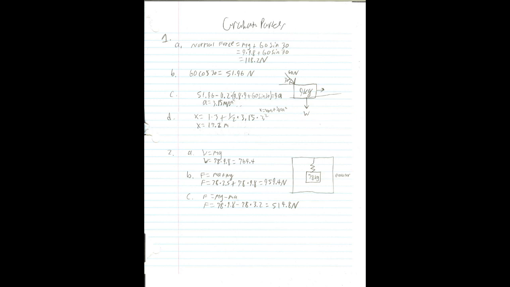All right, C asks, what will the scale read when the elevator is accelerating downwards at 3.2 meters per second squared? So what you do is force equals the weight minus the ma, and you get force equals 78 times 9.8 minus 78 times 3.2, which equals 514.8 newtons.